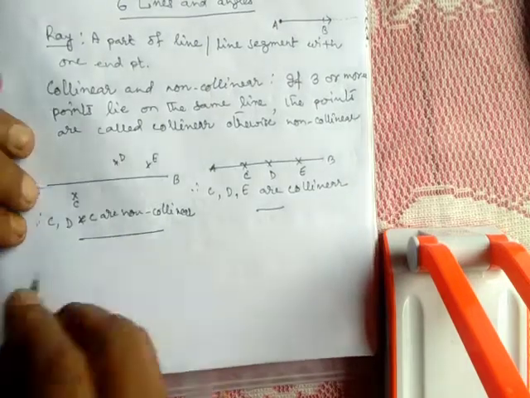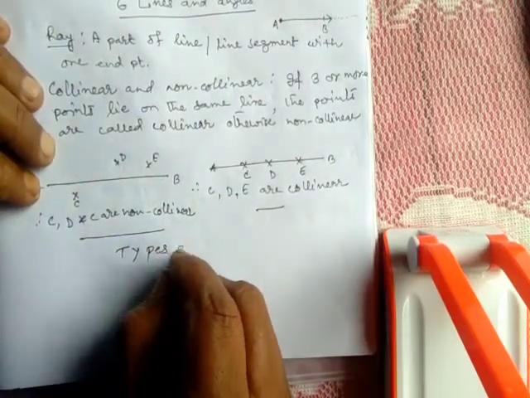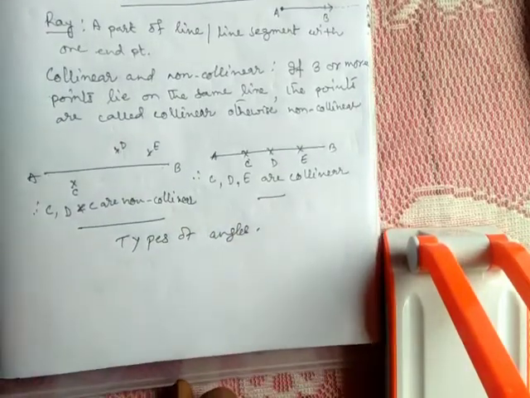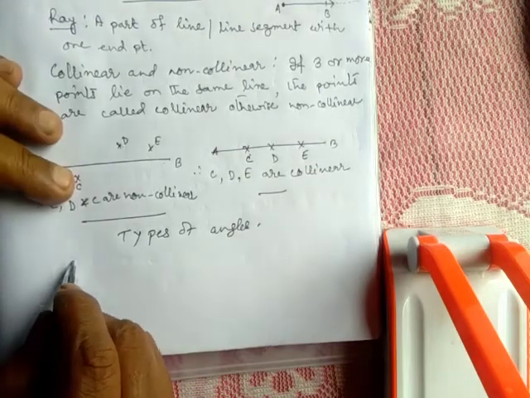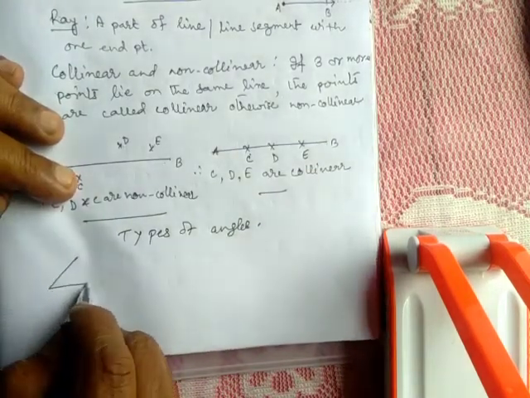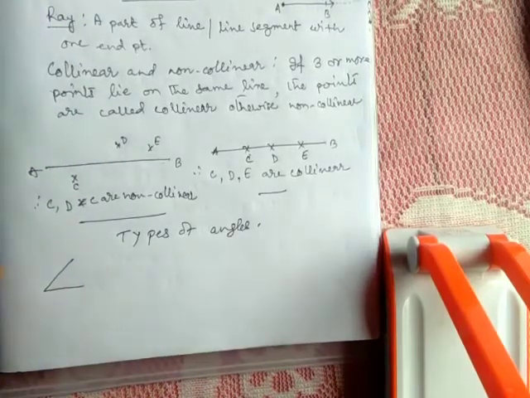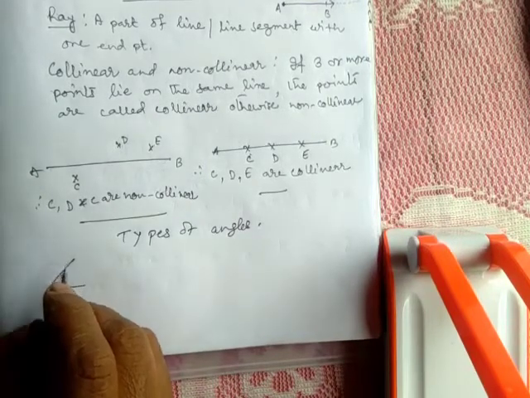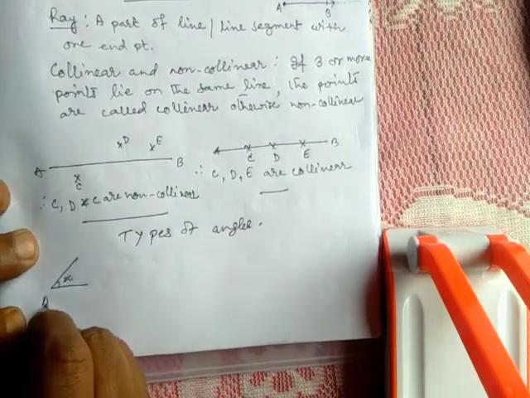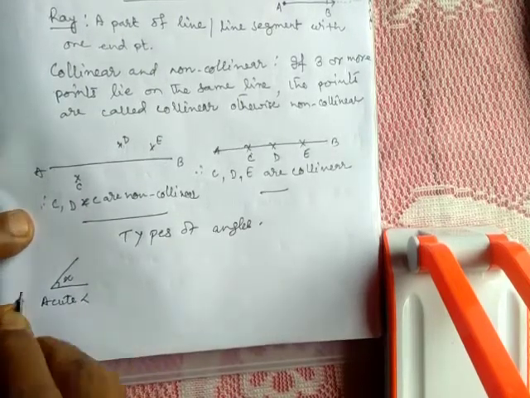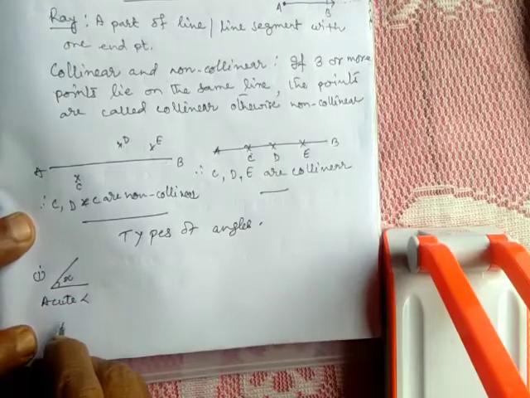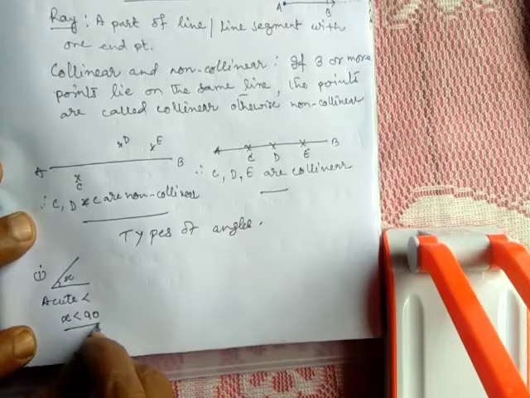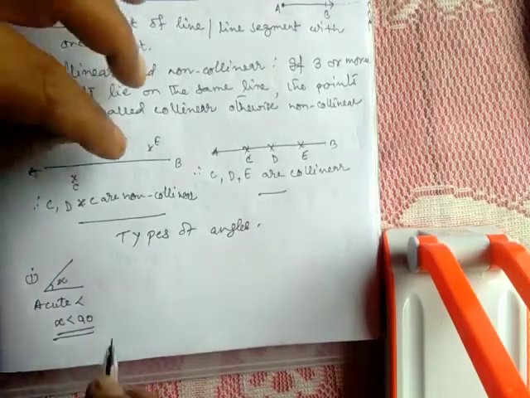Next, we will talk about the types of angles. See, I have drawn one angle like this. This angle I am calling x. The measure of this angle is x. This angle is called an acute angle. Why is it an acute angle? Because this angle is less than 90 degrees. This is an acute angle.